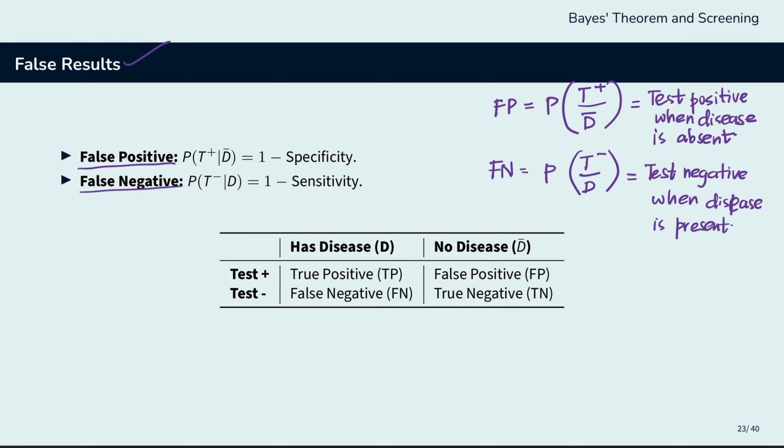So this is what I mean by false negative. If the test is positive when you have the disease, we call that true positive. If the test is positive but there is no disease, we call that false positive. If the test is negative but you have the disease, that's false negative. And when you don't have the disease and you test negative, that's true negative.